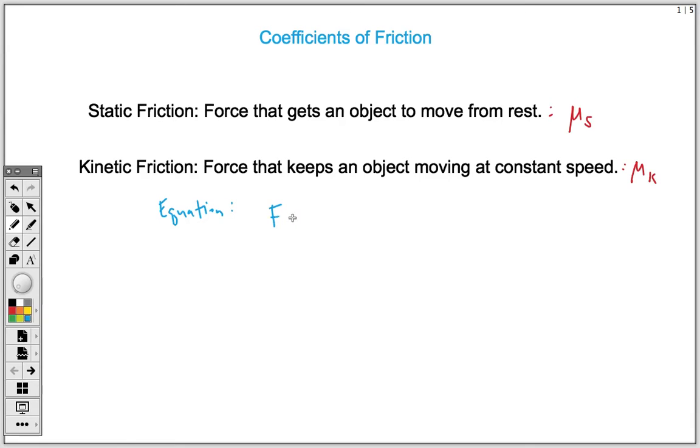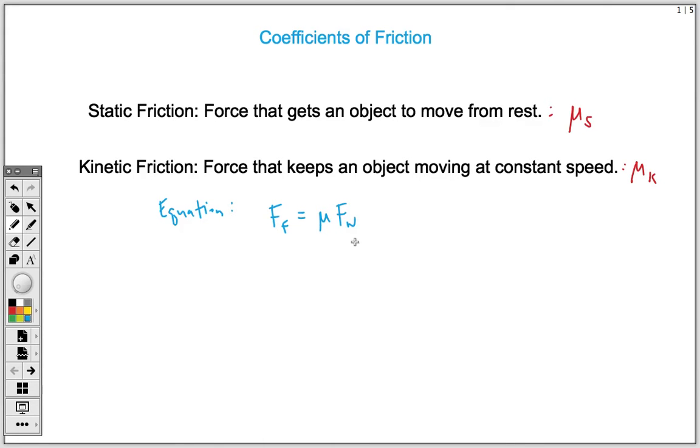Our equation is our friction force is equal to our coefficient of friction times the normal force. We use this in conjunction with our free body diagrams to help us solve problems that include static friction or kinetic friction. By the way, your mu value will always be a decimal, and that decimal is trying to convey how much friction. If you have a large decimal, then you're going to have a greater amount of friction. If you have a smaller decimal, you're going to have a smaller amount of friction force.